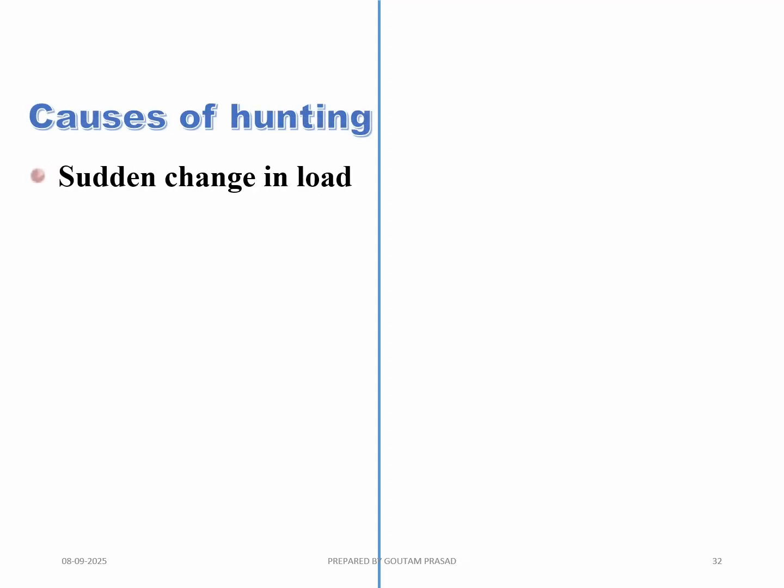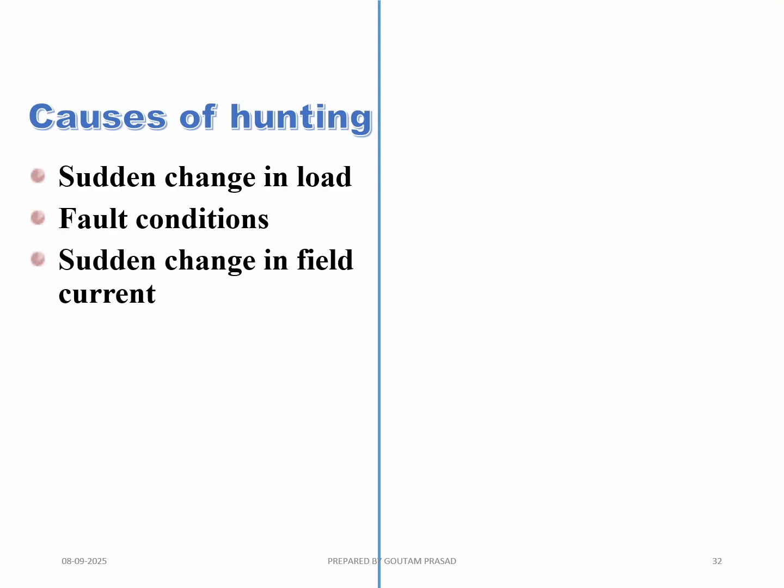So the causes of hunting, if we discuss, the main cause is sudden change in the load, and it could be a fault condition in the system. Sudden change in the field current can also cause hunting. Cyclic variation of the load torque is another cause of hunting.